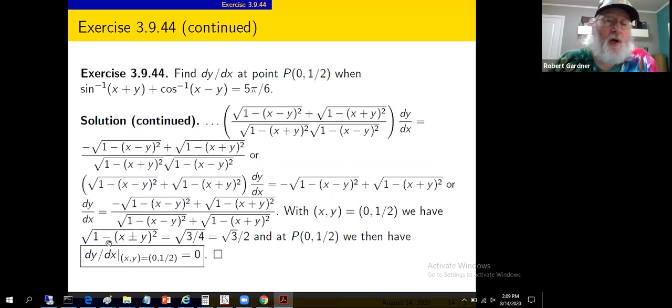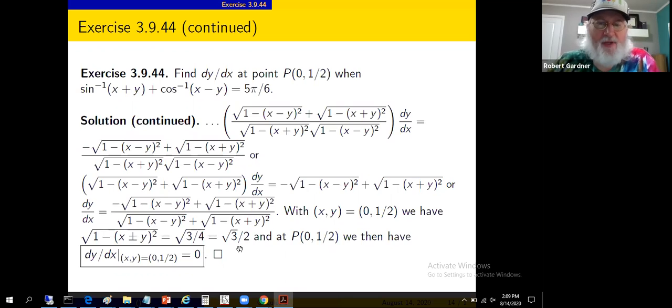So when you look at 1 minus x plus y or x minus y squared, that's going to be 1 minus 1/2 squared or negative 1/2 squared. It's going to be the square root of 3/4. We'll simplify down to the square root of 3/2. So this thing is a square root of 3/2. This thing is a square root of 3/2. This thing and this thing, all four of these things are square root of 3/2. I'm sorry. That one's negative square root of 3/2.